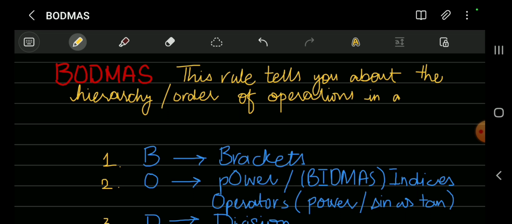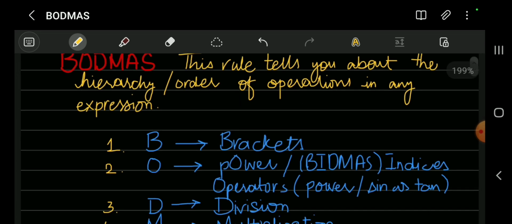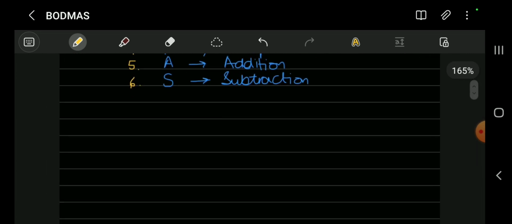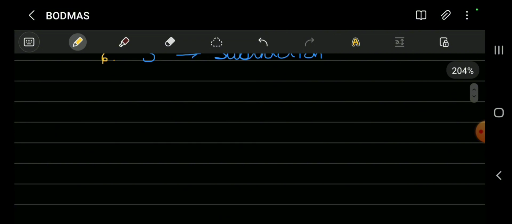In any expression. An expression is referring to a number statement that involves multiple operations. Okay, so let's see this with the help of some examples. Let's do it with an example.